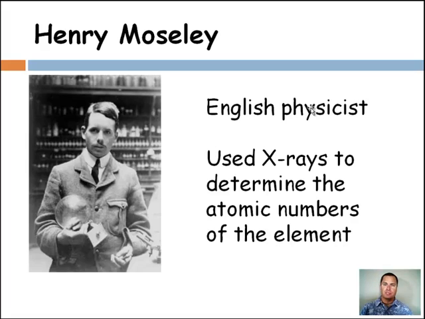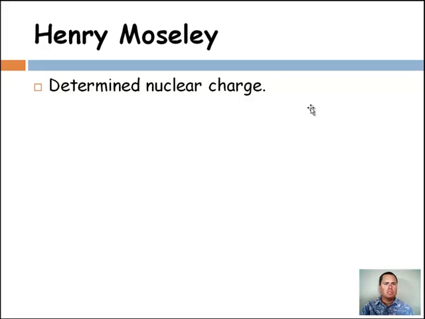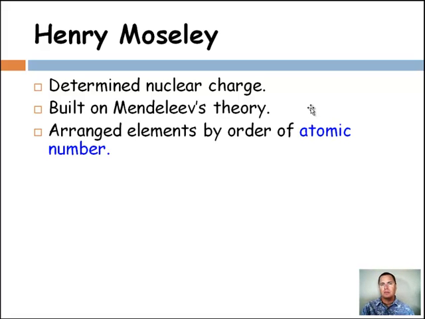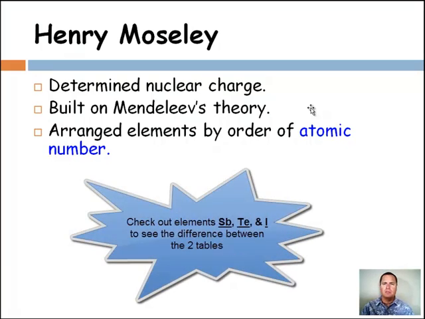Our modern periodic table is based on the work of Henry Moseley. Moseley was an English physicist, and what he did, he used X-rays to determine the atomic number of elements. That is, to determine how many protons were in the nucleus. So Moseley determined the nuclear charge. He built on Mendeleev's theory of repeating units, this repeating trend, but unlike Mendeleev, he arranged his by increasing atomic number. This is something Mendeleev didn't know about.